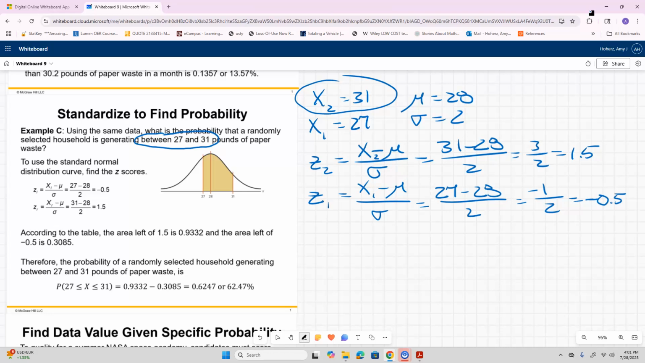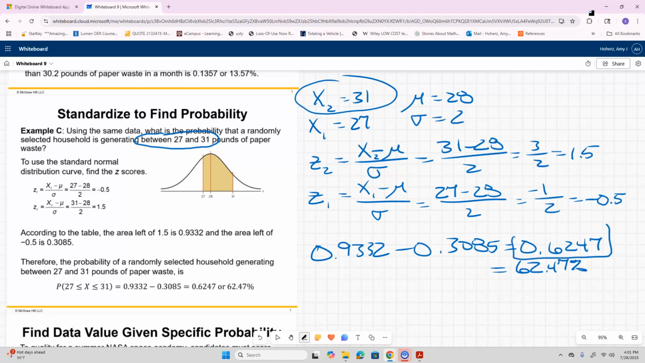So we're now going to take our 0.9332 and we're going to subtract our 0.3085, and the in-between percentage or area is 0.6247. The probability that you're within that region is 62.47%. Most of the time Alex just asks for this first number. I just, again, like to do the percentage because I think that makes sense in some people's brain a little bit more. But Alex is going to have you put the 0.6247.